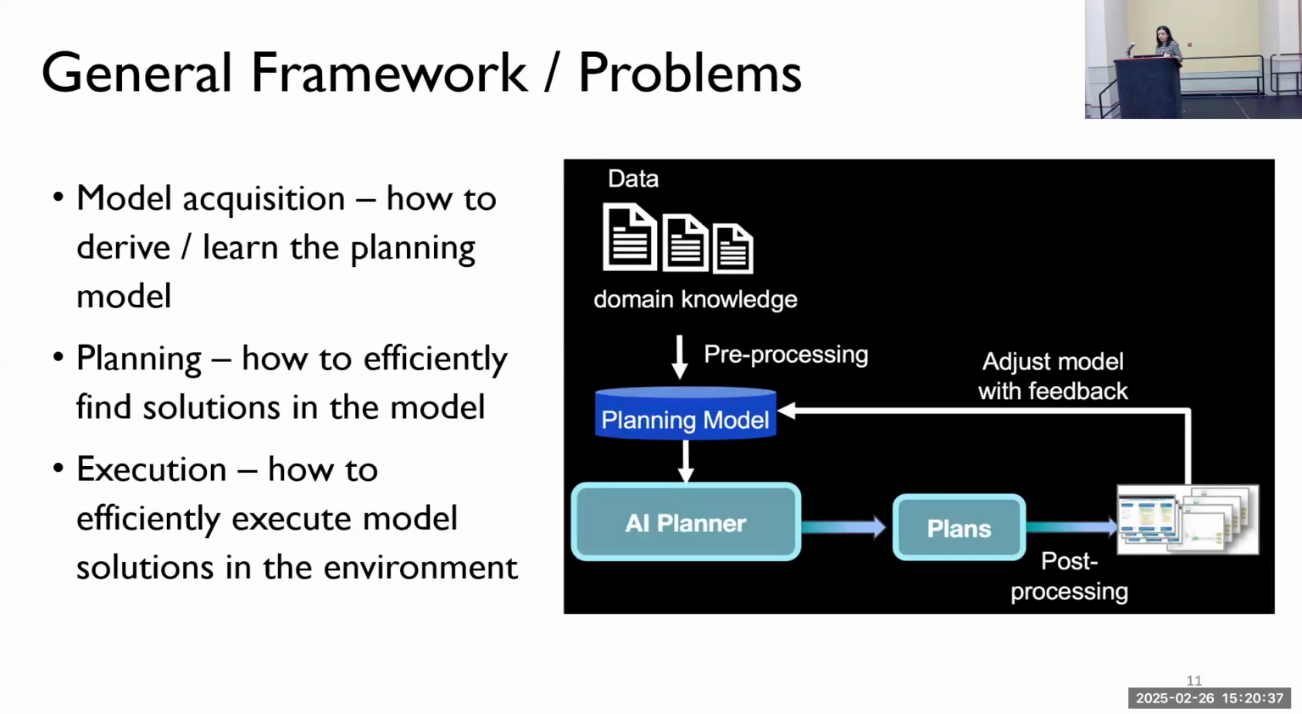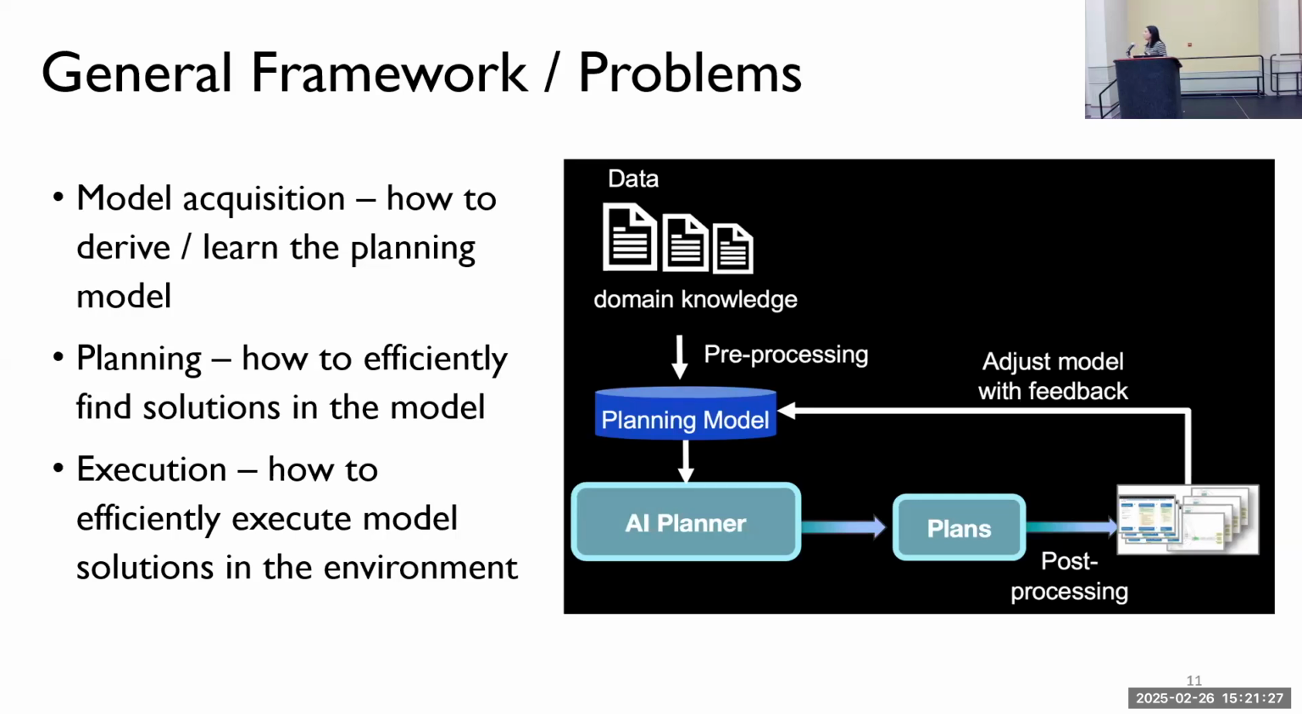So here's a general framework for planning in use. There are three components, or three problems, that you have to solve. The first problem is model acquisition, sometimes known as the knowledge engineering problem. We have data, and these days this data is in the form of natural language, and you want to find the input to the planning model. Most planners now take in PDDL, or Planning Domain Definition Language. So how do you go from data or natural language to a language that the planners operate on?